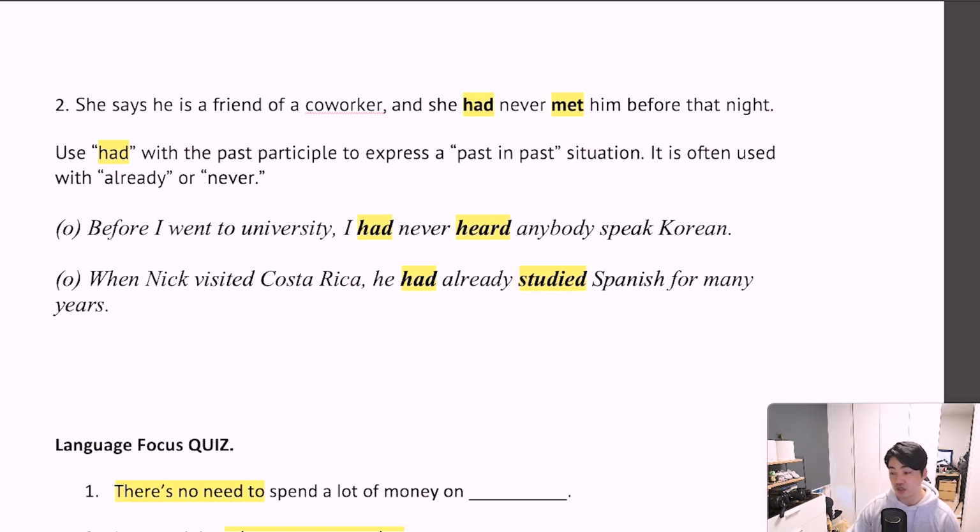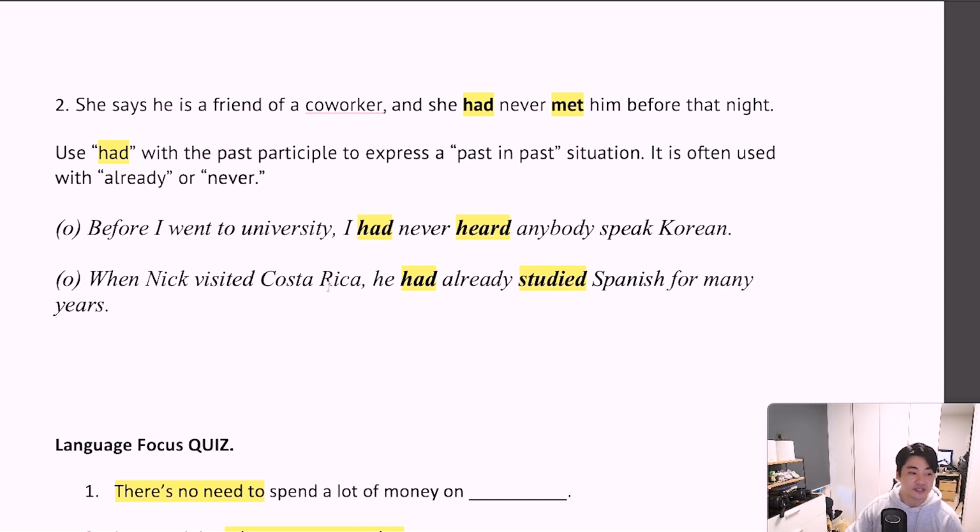So, in this situation, had는 동사의 과거형으로 have와 has의 과거형입니다. 과거에 어떤 일이 일어났음을 나타낼 때 사용됩니다. Example. Before I went to university, I had never heard anybody speak Korean. 대학교에 가기 전에 나는 아무도 한국어를 말하는 것을 들어본 적이 없었어요.